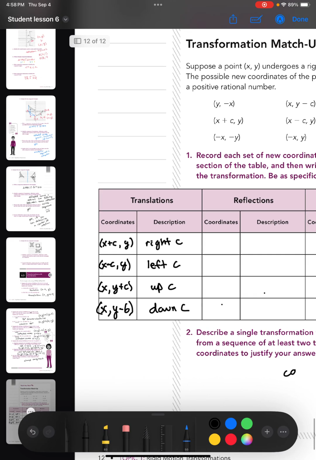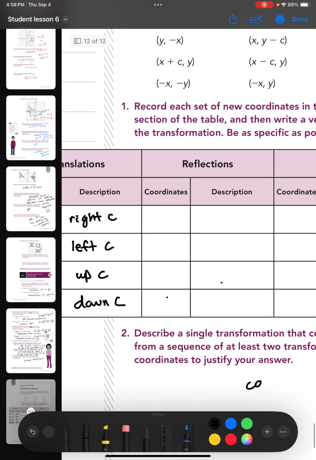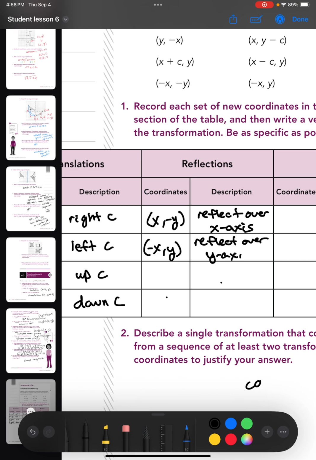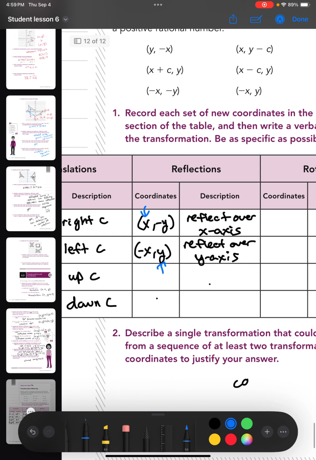And we move over to reflections. Reflections, we only have 2 possibilities, over the x or y axis. So we could have (x, -y). That's reflect over the x-axis. Or we could have (-x, y). And that's reflect over the y-axis. And the way I remember those 2 rules is if I'm reflecting over the x-axis, notice the x stayed the same while the y changed. If I'm reflecting over the y-axis, the y stayed the same, the x changed.